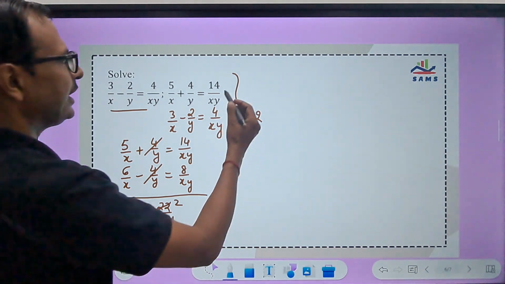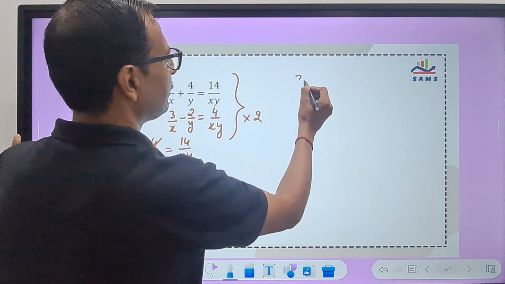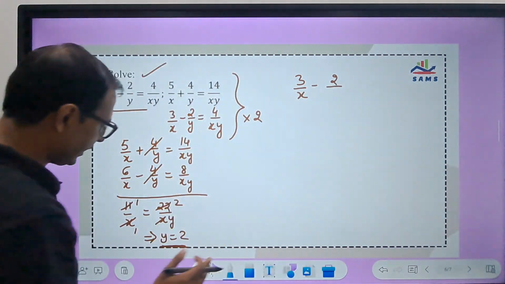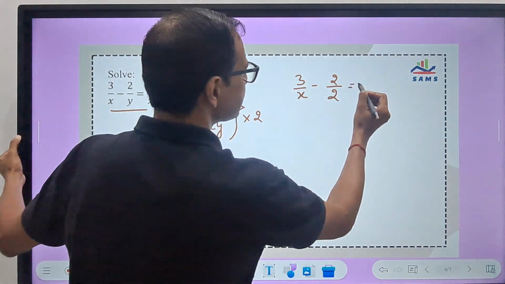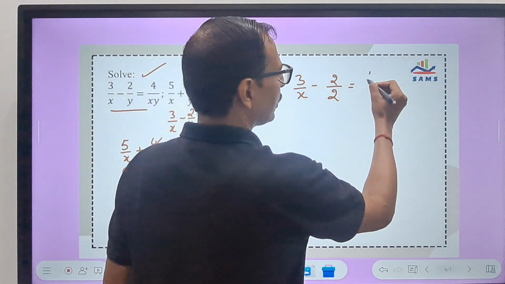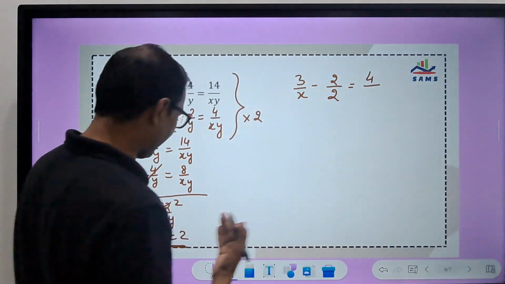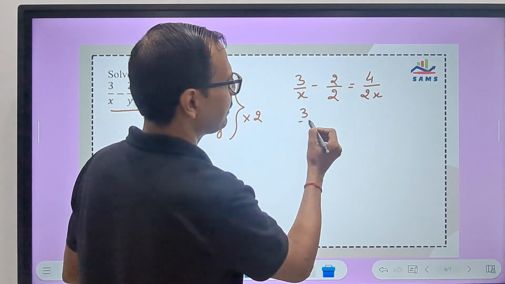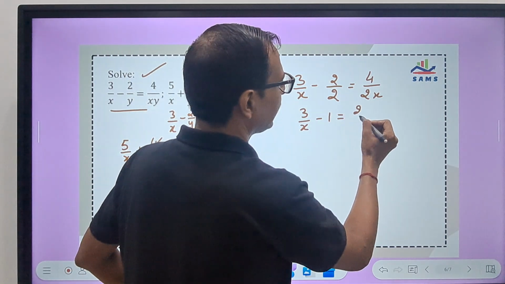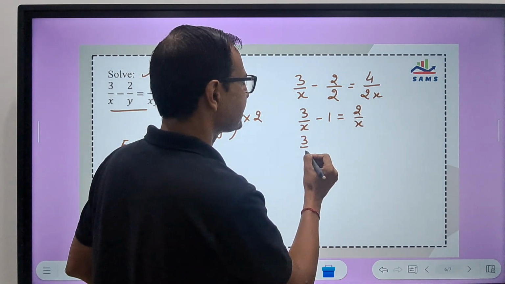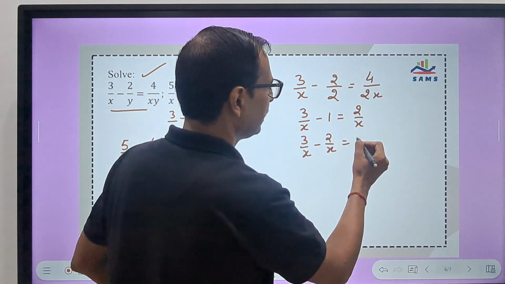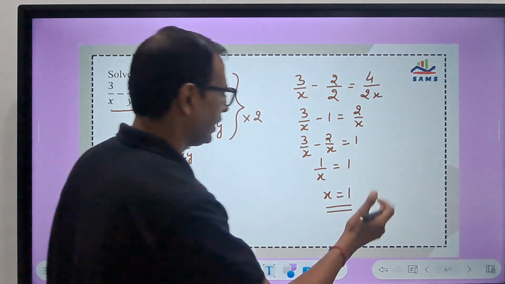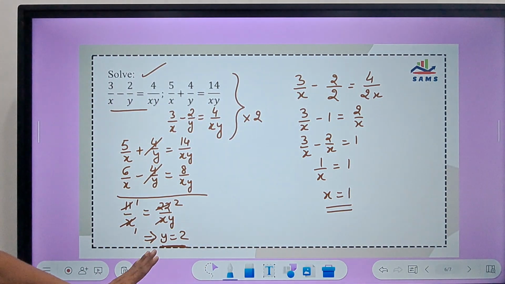Now put y equal to 2 anywhere. I can use the first equation: 3 upon x minus 2 upon y, what is y? Y is 2 again, equals 4 upon xy. So 4 upon x is 2, y is 2, so this becomes 2 upon x. So let's simplify this: 3 upon x minus 1 equals 2 upon x, and so 3 upon x minus 2 upon x is 1, gives me 1 by x as 1, and so x is 1. So the answer, x equal to 1 and y equal to 2.